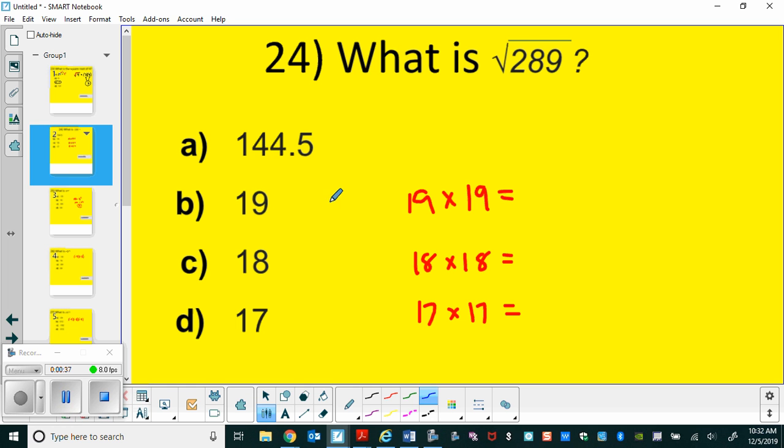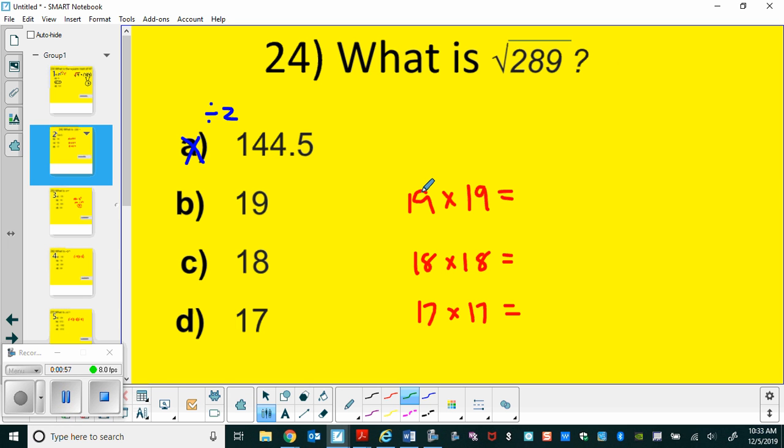Now for the next one, when it asks what is the square root of 289, answer choice A would be 289 divided by 2. So that's what some people think you're supposed to do with the square root. That's not what you're supposed to do. You're supposed to determine what number times itself twice would give you 289.